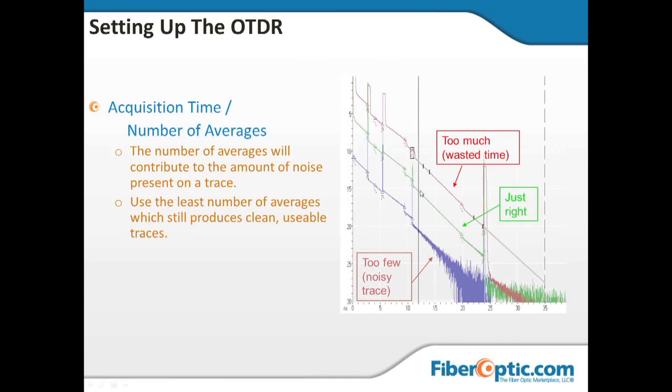The pulse width is narrow. The acquisition time is in that sweet spot, so we're not going too quickly and getting noise, but we're not wasting time turning it up and testing for 3 minutes just to try to smooth out the trace a little bit. That is a complete waste of time.